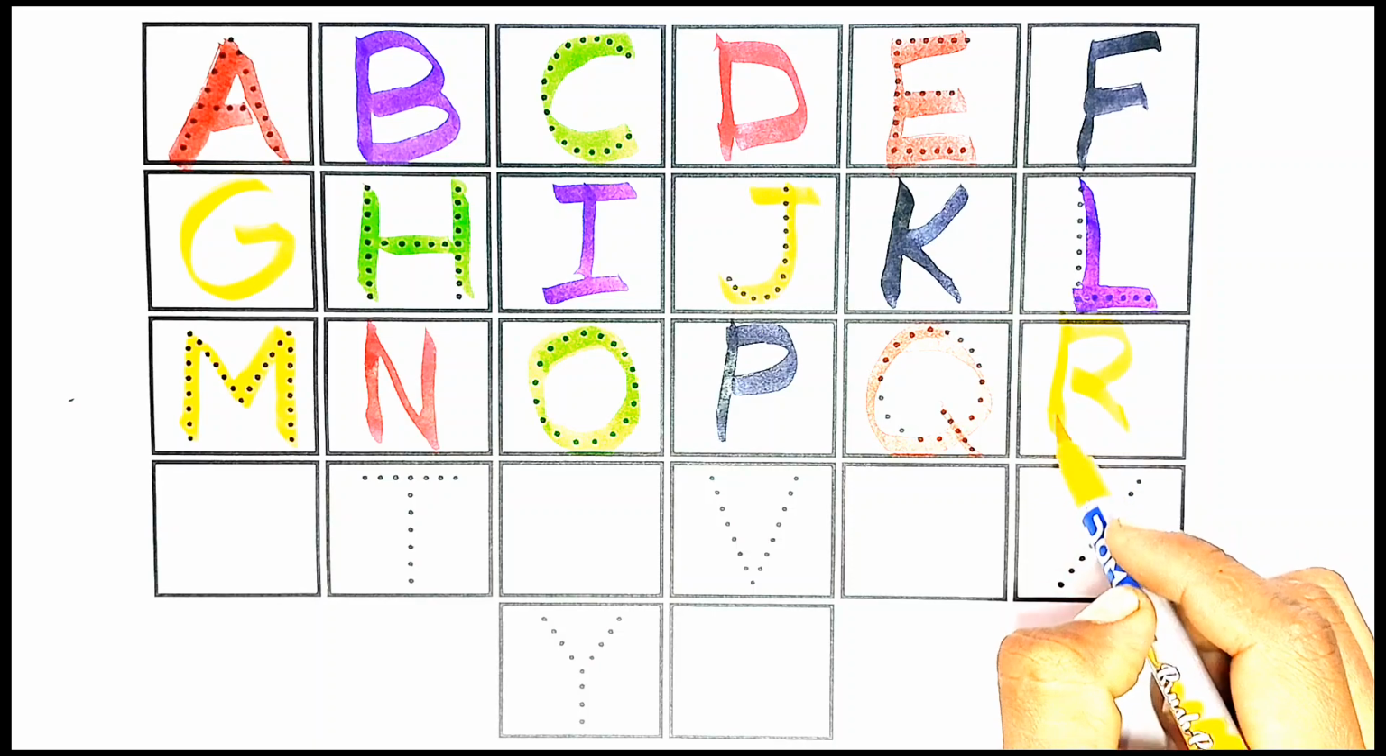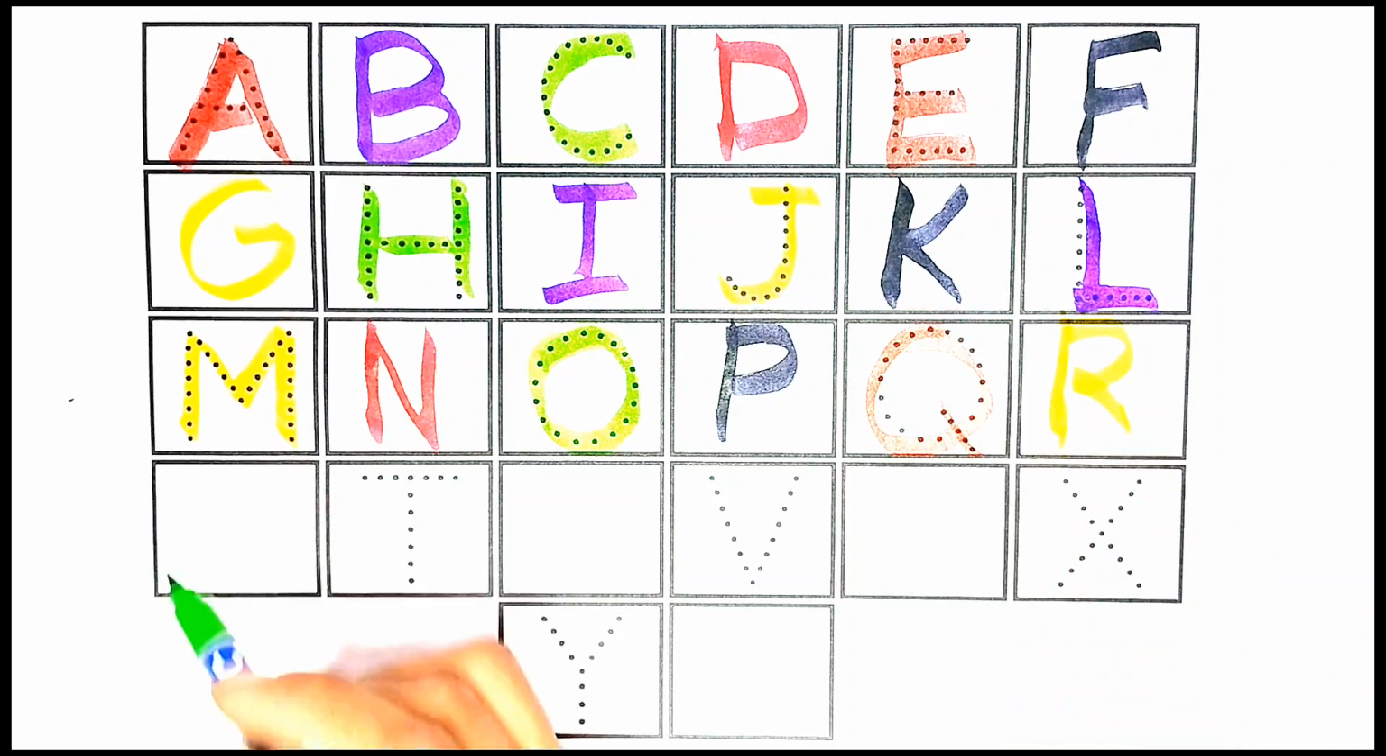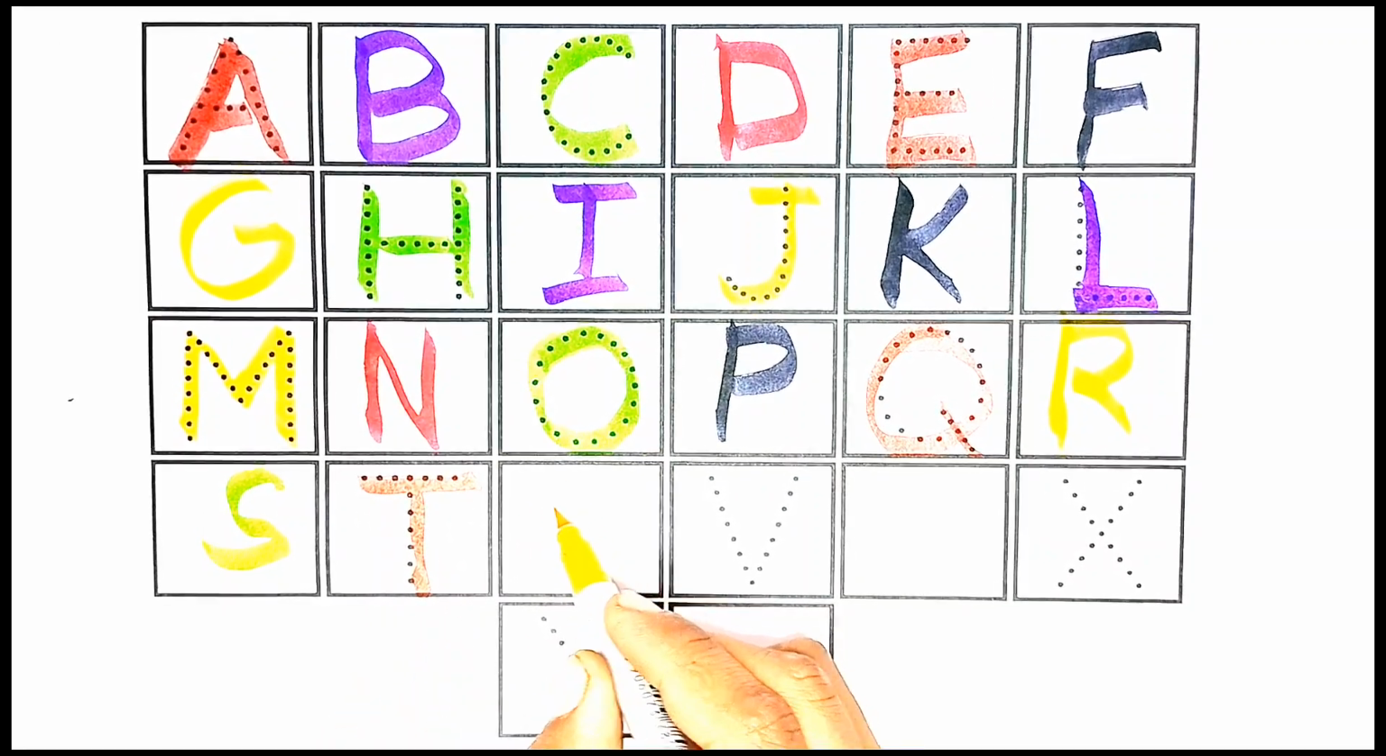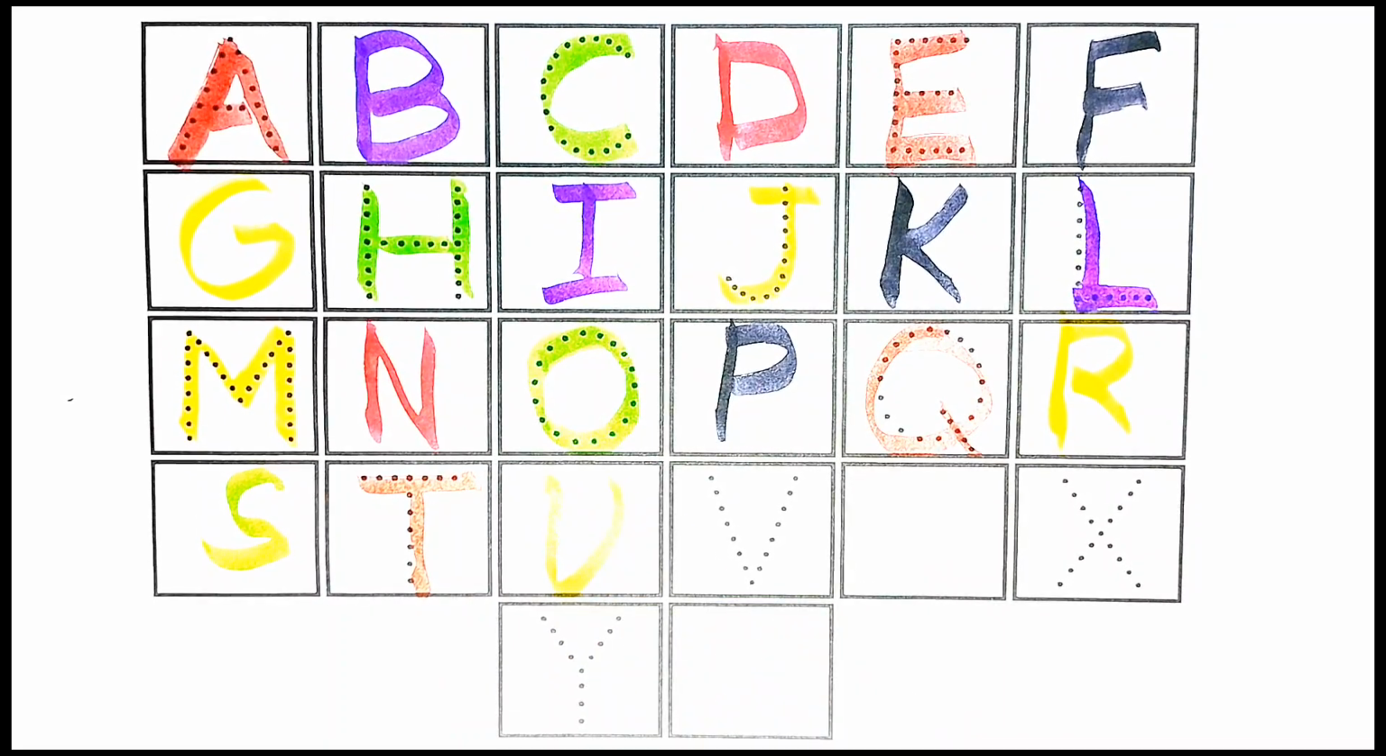R for rabbit. S for sheep. T for tiger. U for umbrella.